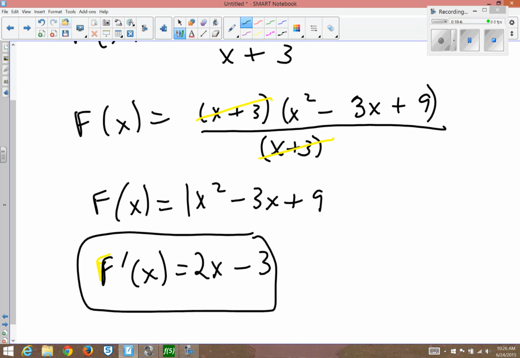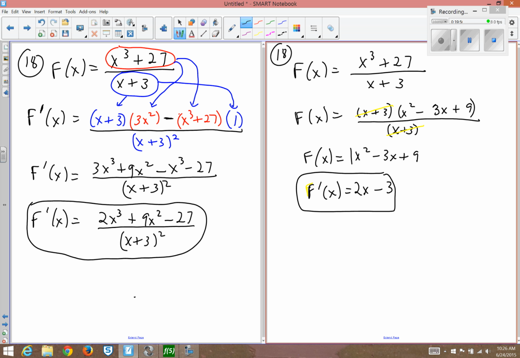So a question to ask would be, when we used the quotient rule, we got this answer. And when we simplified first and then found the derivative, we got this answer. So are these two answers equivalent? That's something to think about. If they are not equivalent, then one of these sides has a mistake.